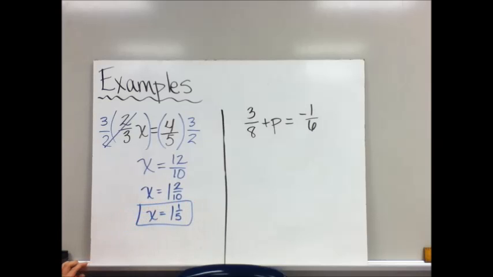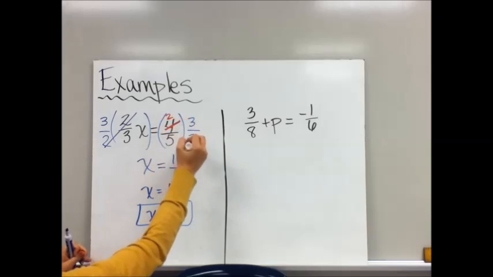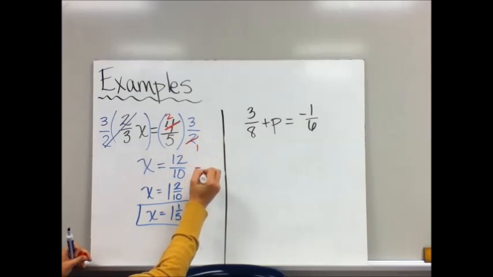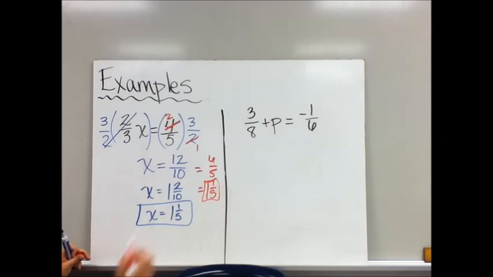Many of you probably cross-simplified up here, and you saw that the 4 and the 2 could reduce. That still applies, and that would go down to 1, and you would have gotten then 6 over 5, which would have brought you to 1 1/5. Completely okay to do it that way. As you can see, you still got the correct answer.